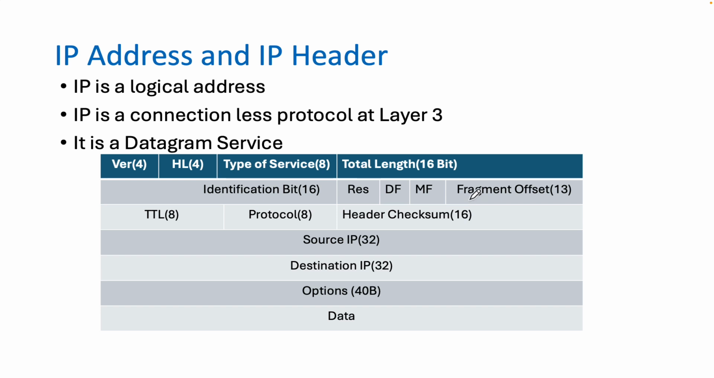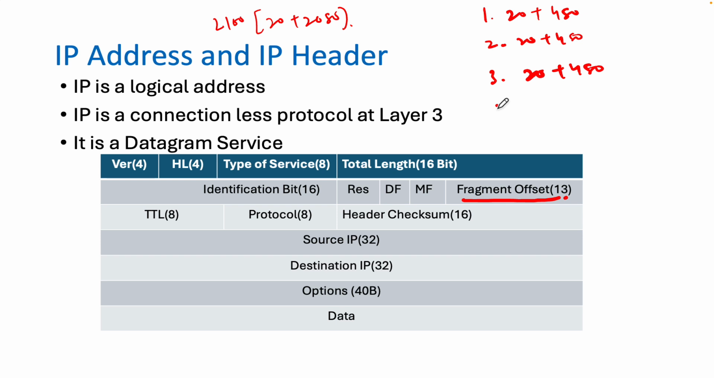Okay. Now let's talk about this fragment offset value, a 13-bit value. What does it do? It basically tells you what is the position of your fragment. Our IPv4 size was 2100 maximum. That means 20 plus 2080. First fragment packet size was 20 plus 480. Second was 20 plus 480. Third fragment 20 plus 480. Fourth 20 plus 480 bytes. Fifth was 20 plus 160. Right. So it tells you what is the position of your fragment and how many bytes have already reached at the destination.